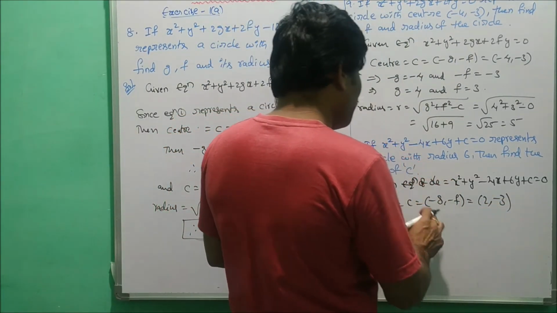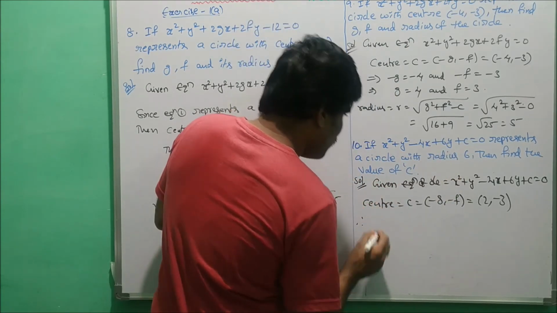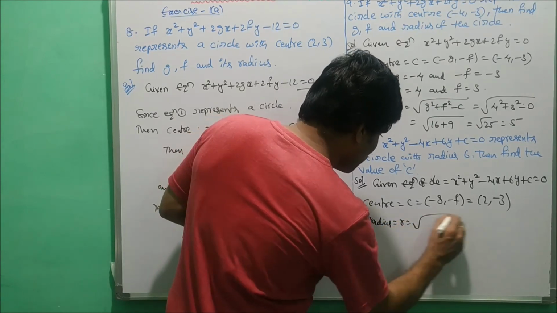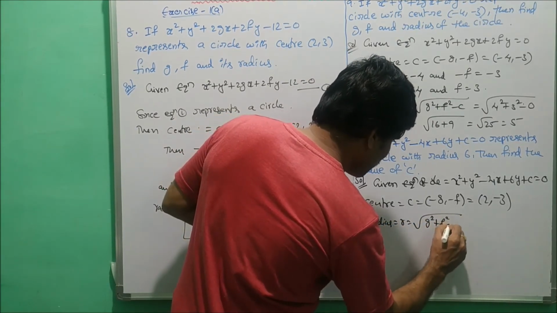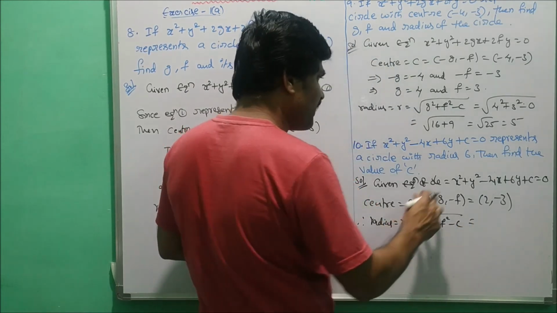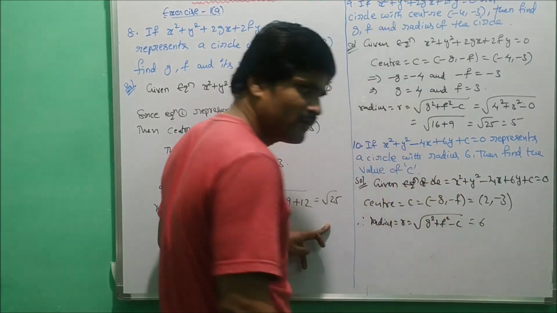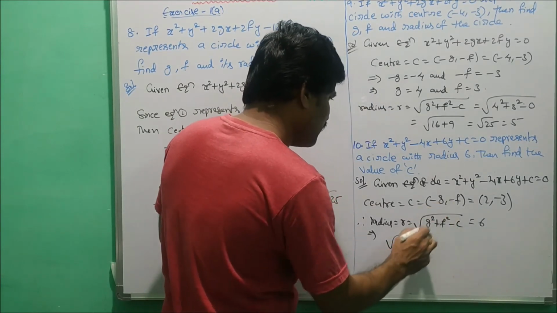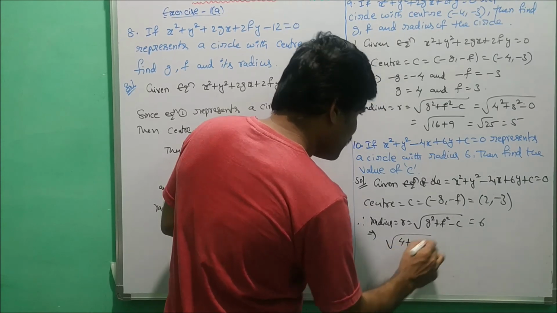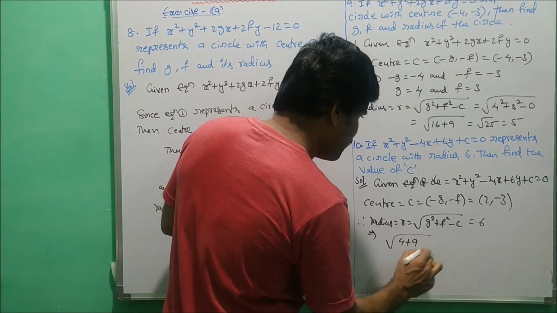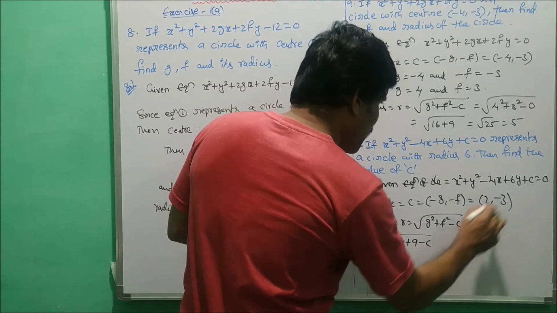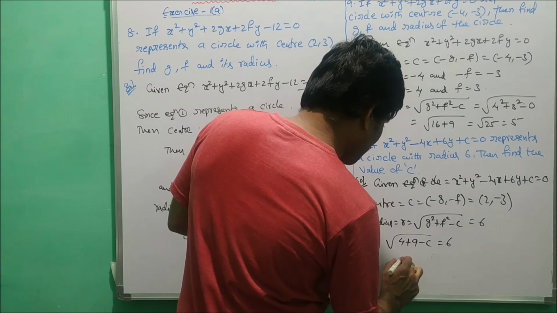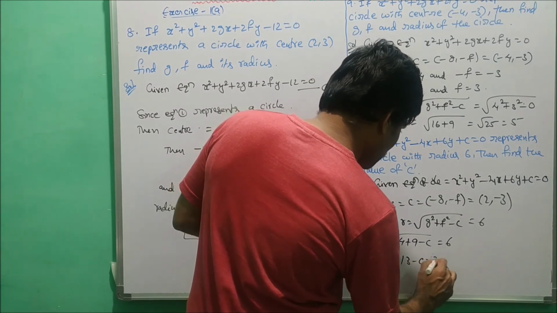And also the radius of the circle is given. From this equation, radius r equals, using the formula, square root of g square plus f square minus c. Already given radius in the problem. Now equating, that equals 6. Now substitute g and f in this. g square means 2 square, 4. f square means minus 3 whole square, 9. Minus c, so c is not known. That equals 6. Now squaring on both sides, 4 plus 9, 13, minus c equals 36.